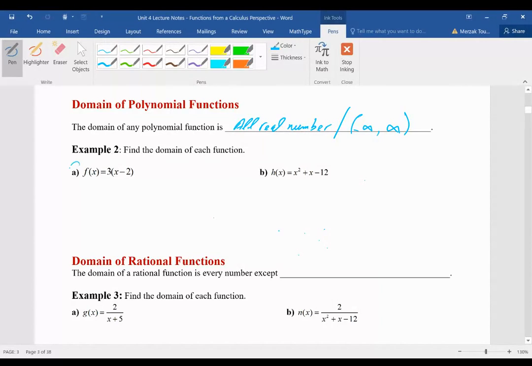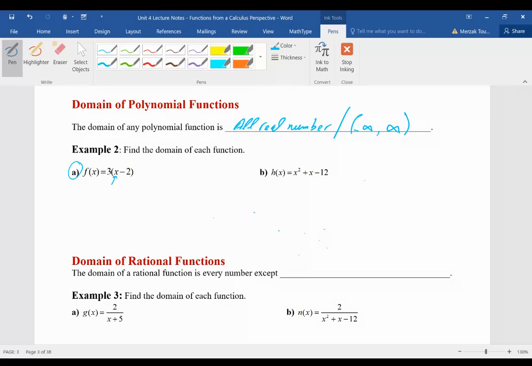Example 2a, this is a polynomial function, and we know that 2 can be subtracted from any real number. So you've got x minus 2, so 2 can be subtracted from any real number. After you subtract 2 from any number, that number can be multiplied by 3. Any number can be multiplied by 3. And for that reason, this function can actually process any real number.